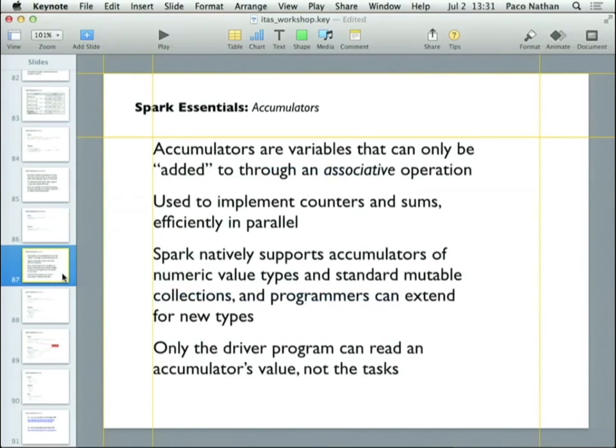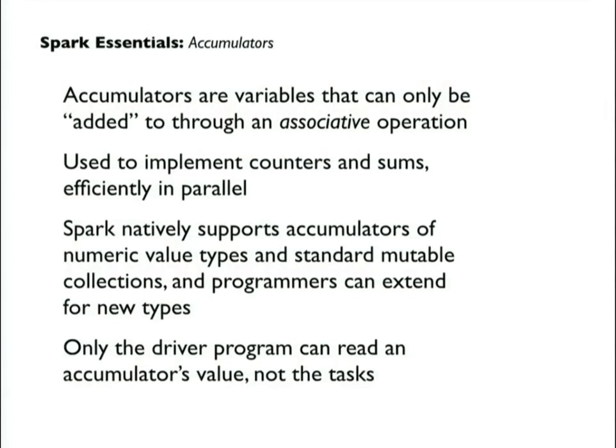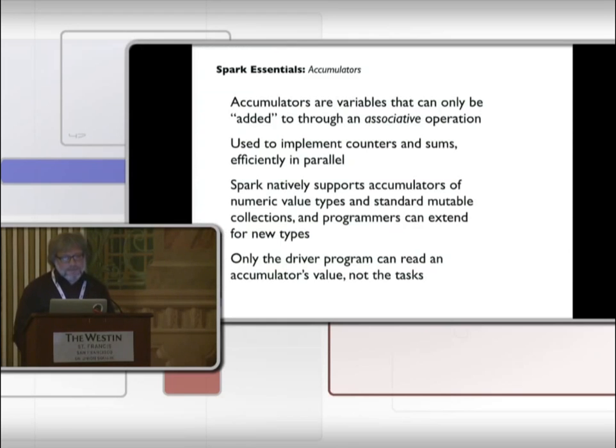Now let's see, next up is accumulators. Accumulators are a different kind of beast. These are variables that can only be added to through some kind of associative operation on the worker side. You can think of these as being very similar to counters and sums that you would see in MapReduce. So these can be working as parallel distributed counters. Spark supports numeric value types for accumulators natively, and this can be extended as well. Now, a subtlety about this is that only the driver program can ever read the value of an accumulator, even though the workers are the ones that are changing it.